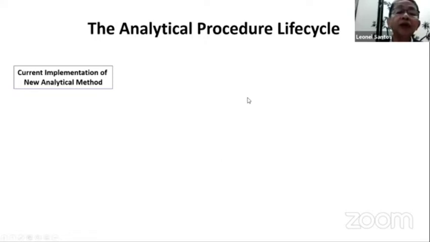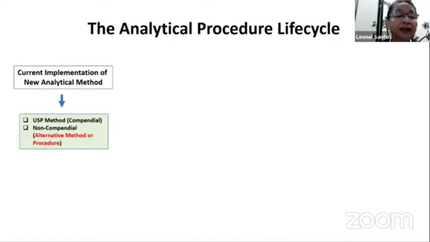So before I describe to you the general chapter 1220, what I wanted to do is to provide you with some background in terms of current implementation of new analytical method in a laboratory. So if you're, for example, an industry, a pharmaceutical industry, you are using different methods to analyze your sample. Your methodologies can either be coming from the USP method, which is the book. It's termed compendia.